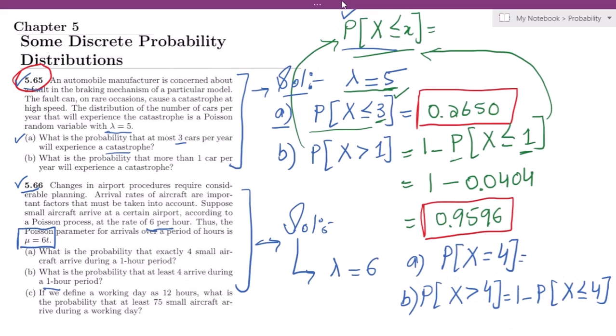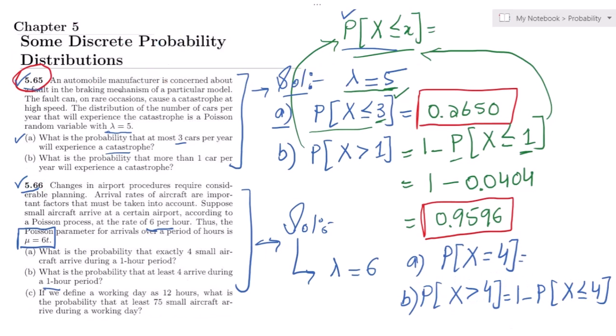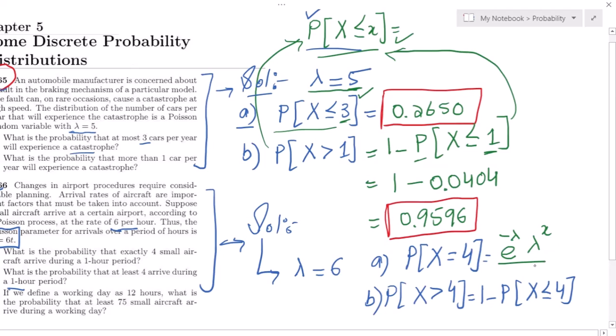Now let us solve it. In order to solve part A, I have to use the formula because it is not in the cumulative form. This is a single value, so the formula is e to the power minus lambda, times lambda to the power x, divided by x factorial. Let me put in the values: e to the power minus 6, which is the value of lambda, times 6 raised to the power 4, divided by 4 factorial. Solving it, you will get the answer of part A of my question.